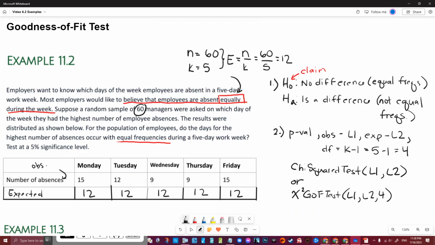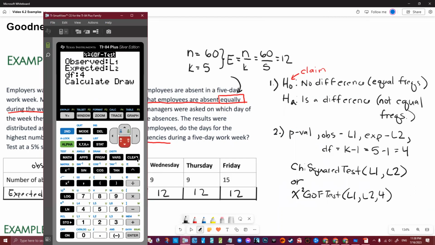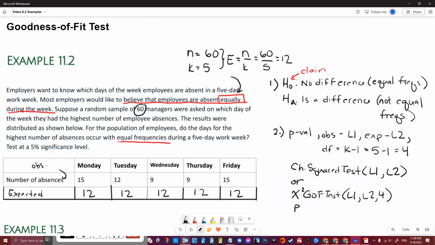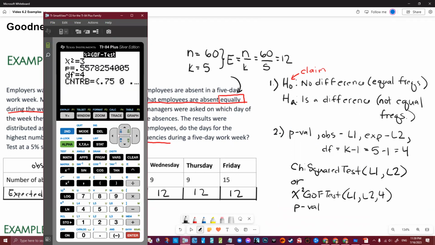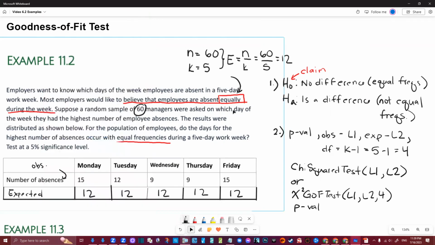And I'm going to pull that calculator back up, and we're going to go down to calculate and see what that spits out. And it gives us two things. It gives us a test statistic, which we don't need for this method, and then it gives us a p-value. You'll notice that p-value is pretty big. It says our p-value is, and I just lost it, and I have no memory, 0.5578.